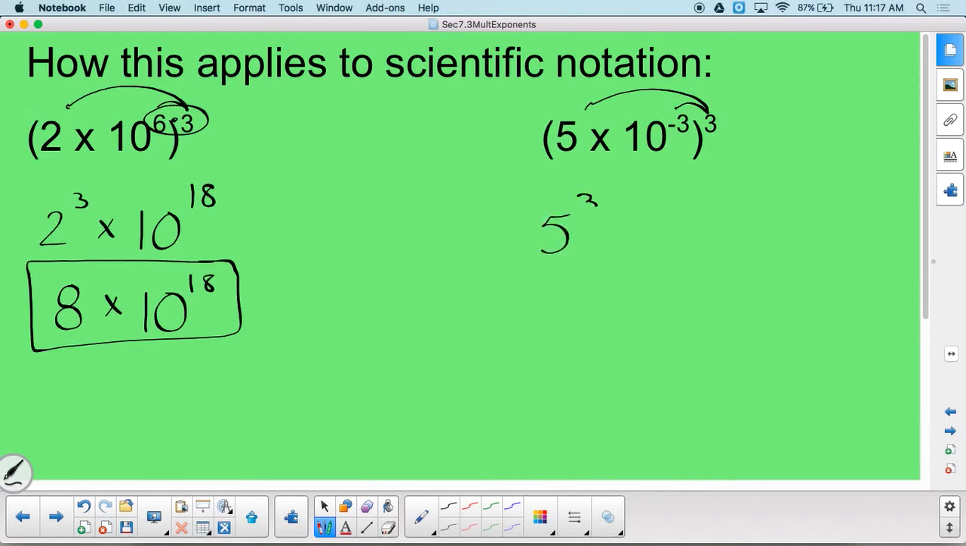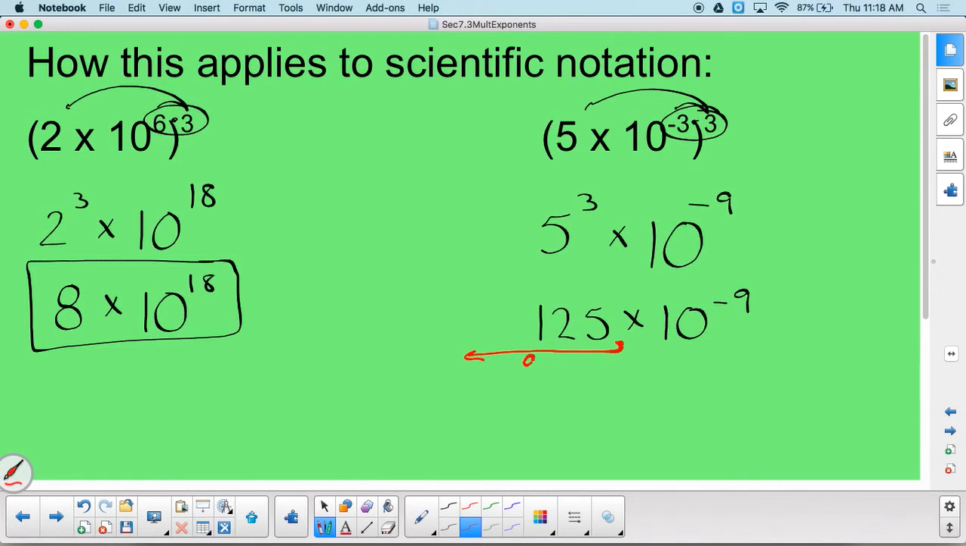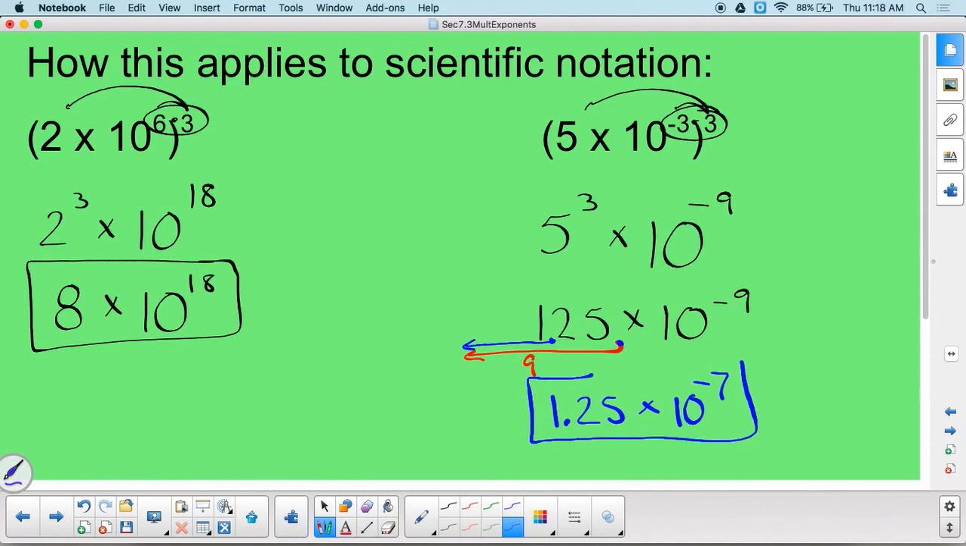Similarly, this would be 5 cubed times 10 to the multiply, negative 9th. 5 cubed is 5 times 5 times 5. 125 times 10 to the negative 9th. This is not my final answer. This is not in proper scientific notation. Right now the decimal is here, moving 9 spaces. I don't want my decimal there. I want my decimal to be here, 1.25. So if this decimal here has to move 9 spaces, if I move my decimal here, it doesn't have to go as far. Now it only has to move 7 spaces to the left. Proper scientific notation, and there's your answer.